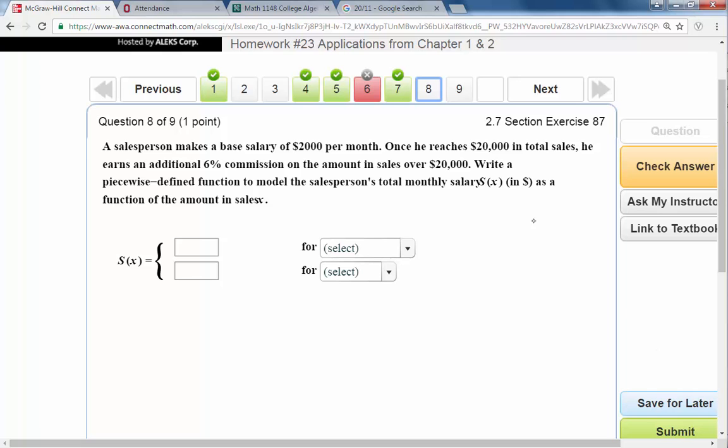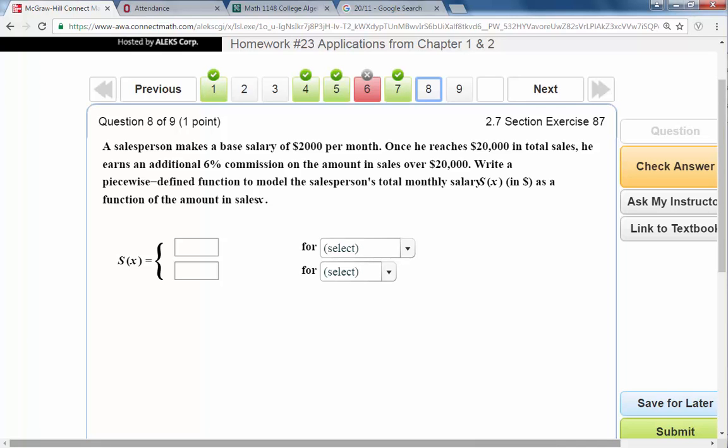Next, he's rewarded though if he passes 20,000 in total sales. If he passes anything extra, more than the keyword, more than 20,000, he earns 6% of the sales as a commission. Anything over though, not the total sales, over. That's the key. Write a piecewise defined function to model the salesperson's total monthly salary as a function of the amount of sales.